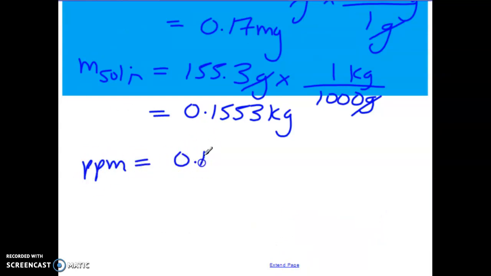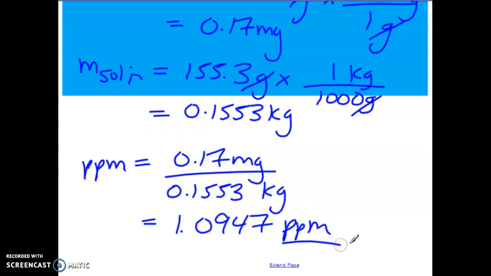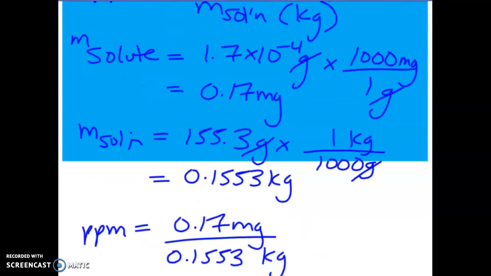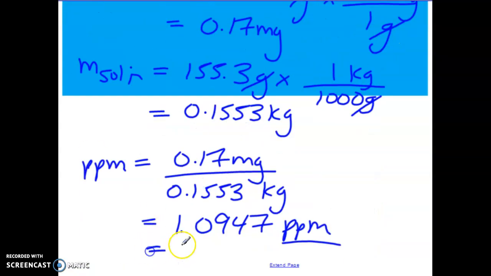Now that we have this in the appropriate units, we can plug this in for parts per million. So we have 0.17 milligrams over 0.1553 kilograms. So 0.17 divided by 0.1553. So we get here 1.0947 parts per million, and that is the actual unit for this. And for sig figs, we have 4 versus 2. So for 2, we can have 1.1 parts per million.